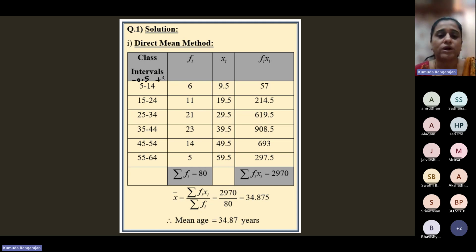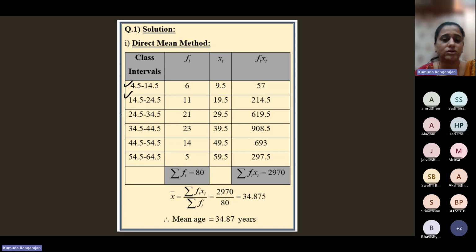Subtract 0.5 from the lower limits and add 0.5 to all the upper limits. So you will get new class intervals now. So this is how they look like. We'll just do one or two. 5 minus 0.5, 4.5. 14 plus 0.5, 14.5, because you're subtracting from the lower limit and adding to the upper limit. Then 15 minus 0.5, 14.5. 24 plus 0.5. So when you do this activity, these are the class intervals you would generate.